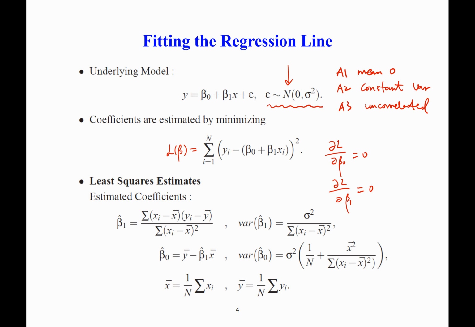So here is the least square estimation of beta 1 hat. If we put a hat on the parameters, it means it is an estimated coefficient. And for beta 0, we have not only the mean estimation, but also the variance estimation, for beta 1 hat and beta 0 hat. And here the x bar and the y bar are the average of x and the average of y.